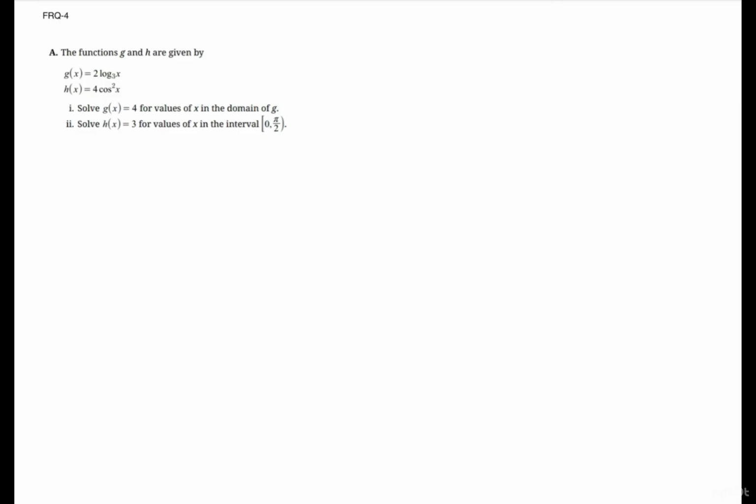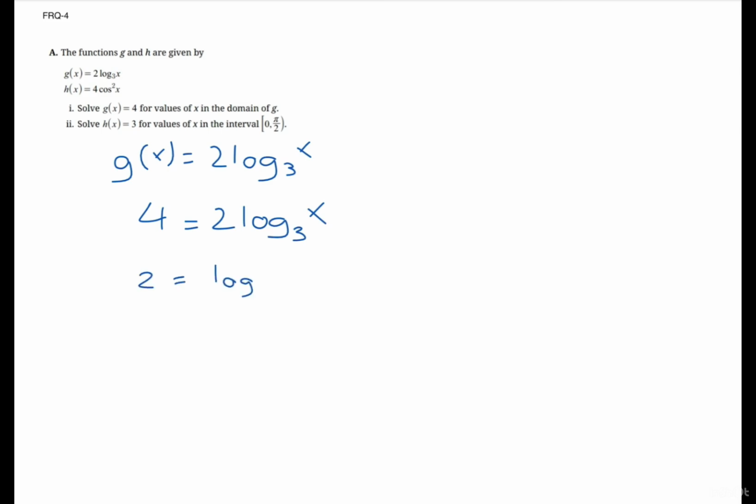Part A, the functions g and h are given by something and something, and we have to solve for particular values of g of x and h of x. This is a very typical FRQ, so I'll begin right away. So we have g of x is equal to 4, which means I have g of x as 2 times log base 3 of x, and I have a 4 here. So 4 is equal to 2 times log base 3 of x. I simply start by dividing both sides by 2. So I have 2 is equal to log base 3 of x.